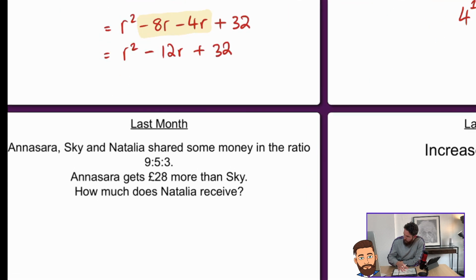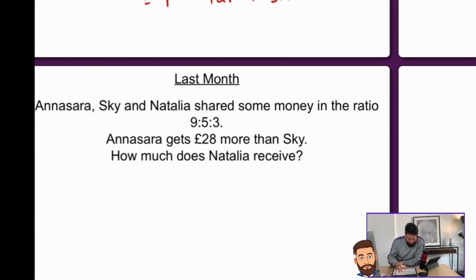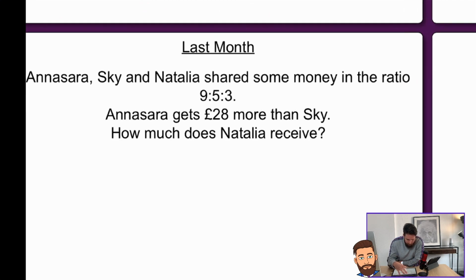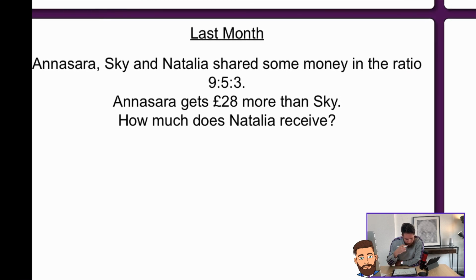Moving on to the bottom left. It says, Anna, Sky and Natalia shared some money in the ratio 9 to 5 to 3. The first thing you should always do with ratio questions, and if you're unsure about ratio or you struggled with this question, I've just done a ratio lesson this morning, which will be on the YouTube channel, which you can go and watch, which covers an example exactly like this and goes in depth about it.